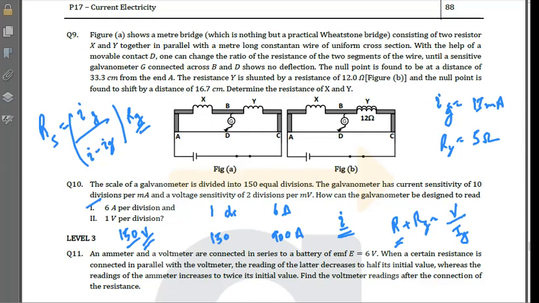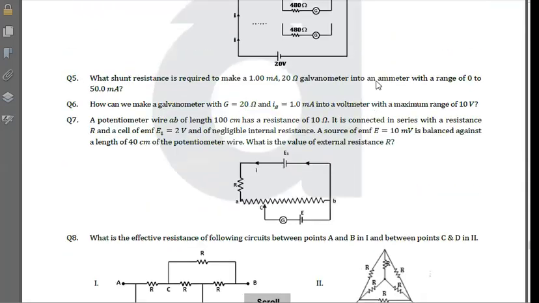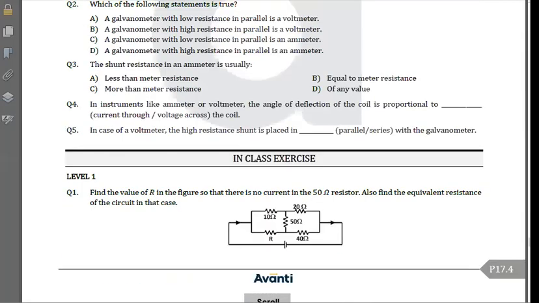Okay, chalo, very good everyone, very good. Okay, now we will solve homework part of. So this is clear.